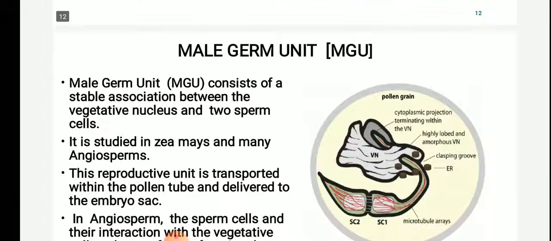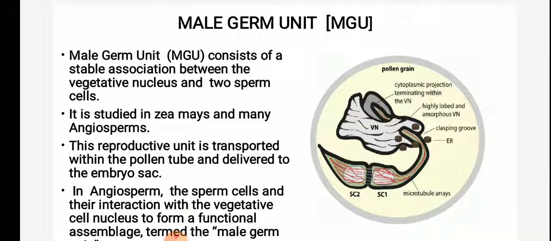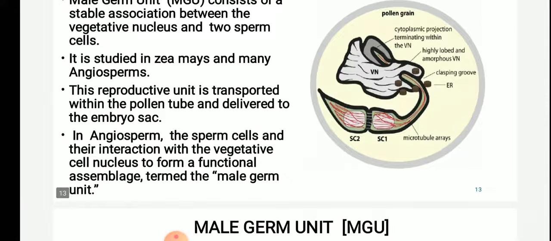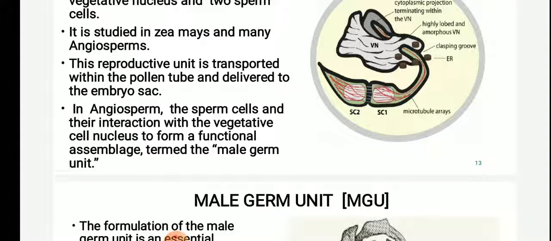So let us go to another concept now, the male germ unit concept, another terminology. Male germ unit consists of a stable association between the vegetative nucleus and two sperm cells. So it is an association, that is, the assembling of the vegetative nucleus with the two sperm cells is called the male germ unit. It is studied in Sivasia and many angiosperms. This reproductive unit is transported within the pollen tube and delivered to the embryo sac. As a unit, two sperms and the vegetative nucleus move in the pollen tube.